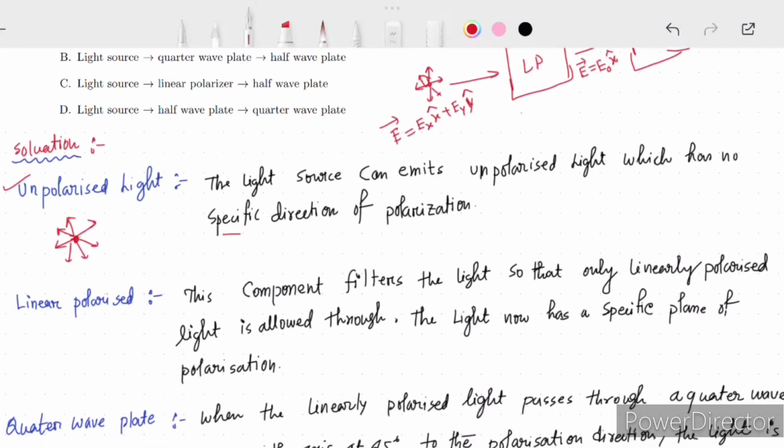So what is the meaning of a quarter wave plate? When linearly polarized light passes through a quarter wave plate with its axis at 45 degrees to the polarization direction, the light is converted into circularly polarized light. How is it possible? Let us take a mathematical example to understand this.